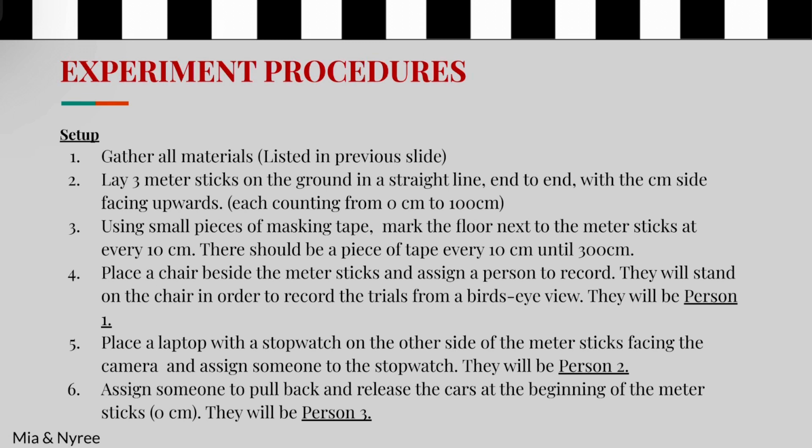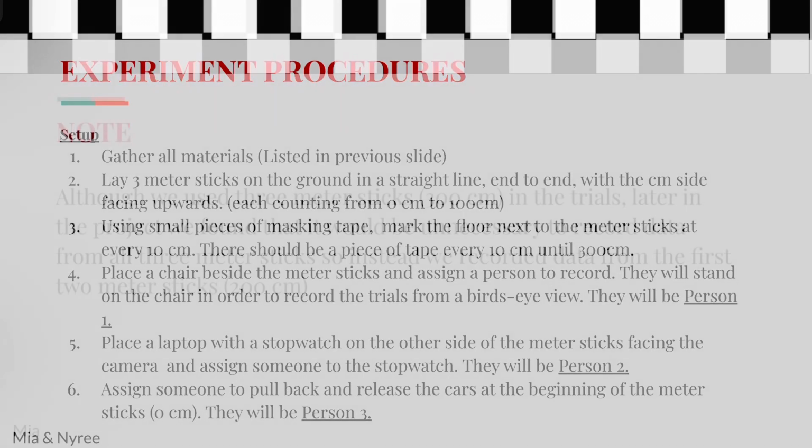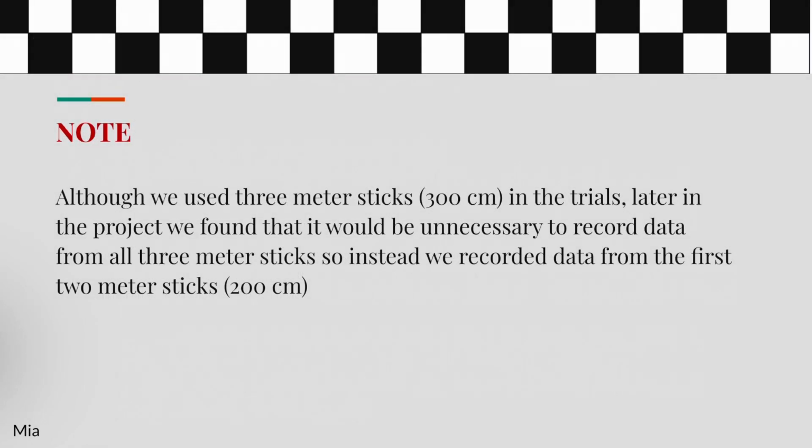Then we placed a laptop within view of the camera, and we put a stopwatch, and the person in charge of this was referred to as person 2. Then we had somebody be in charge of pulling back and releasing the car at the 0 centimeter line, and this person is referred to as person 3. And a real quick note here that when we were looking at our data, we realized that the 3 meter sticks were unnecessary, so we are only taking data from the first 2 meter sticks, which is the first 200 centimeters.